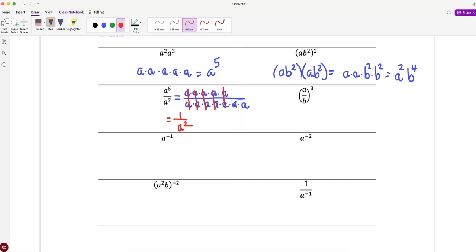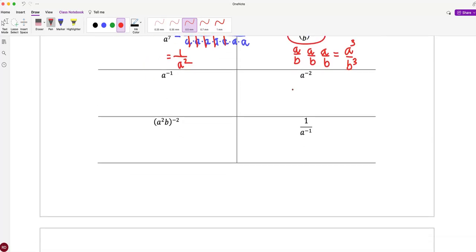Looking at this one, this is a over b times a over b times a over b, which is just a cubed over b cubed. So what I'm seeing here is, when I have a quotient that's raised to a power, I can just raise the numerator to that power and the denominator.